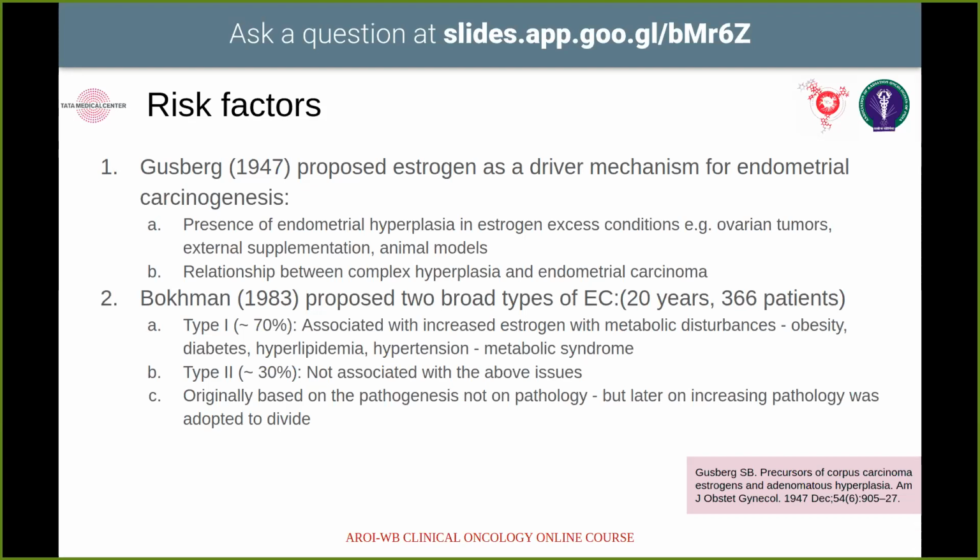Based upon this work, later on, Bokhman proposed the classical two-type or dualistic model of endometrial carcinogenesis. The type 1, which accounts for around 70% of the patients, was noted to be associated with increased estrogen levels, with metabolic disturbances like obesity, diabetes, hyperlipidemia, and hypertension, while the type 2 was not associated with the other issues. It is very important to note that Bokhman's classification was actually based upon the pathogenesis, not on the pathology, but increasingly, pathology was later on used to classify the endometrial cancers into two types.